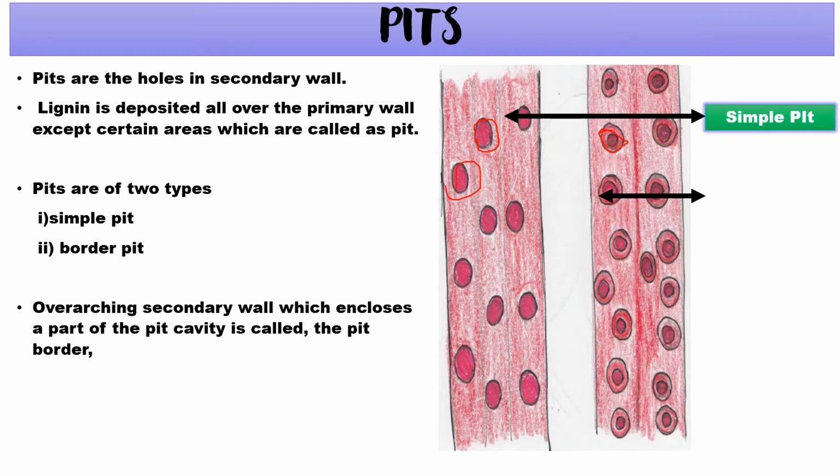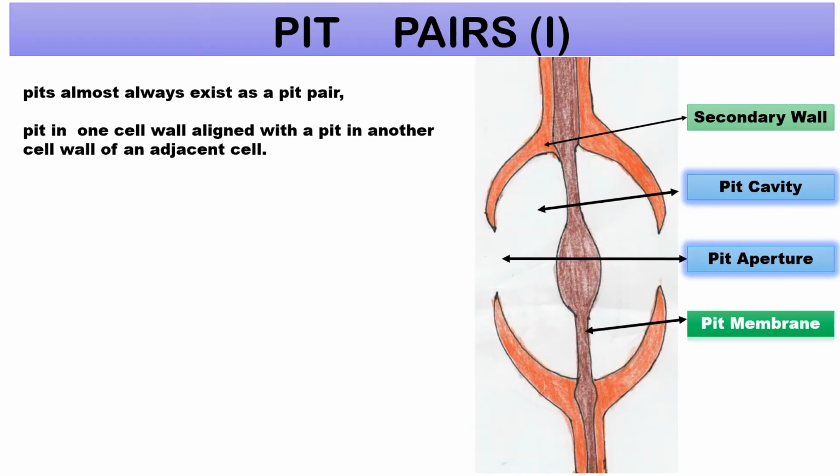In tracheids, pits almost always exist as pit pairs. That means a pit in one cell is aligned with the pit of the adjacent cell. We can see here this is one pit and this is another pit in another cell, and they are aligned to each other.